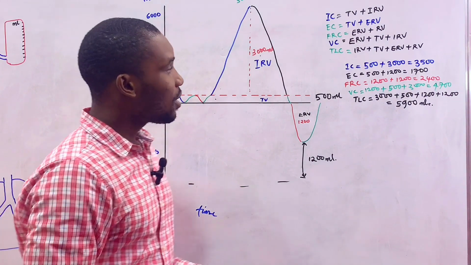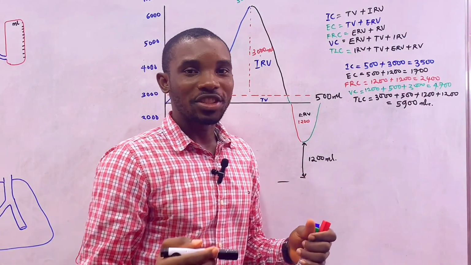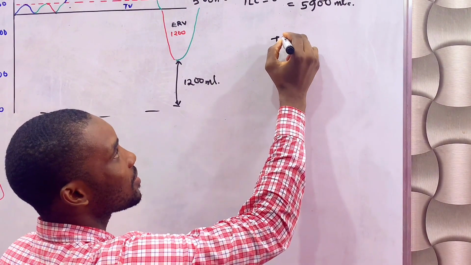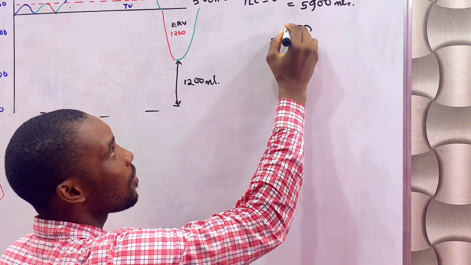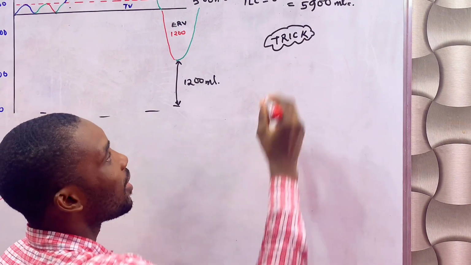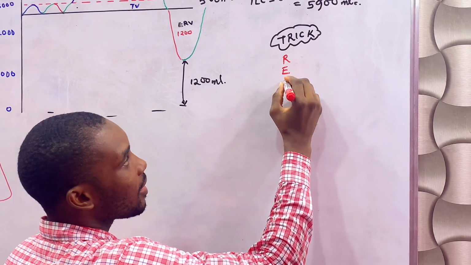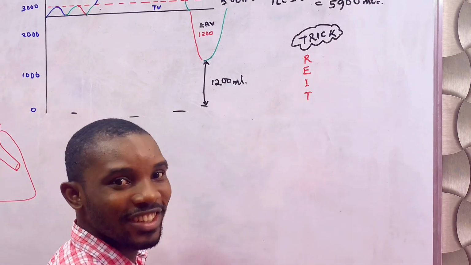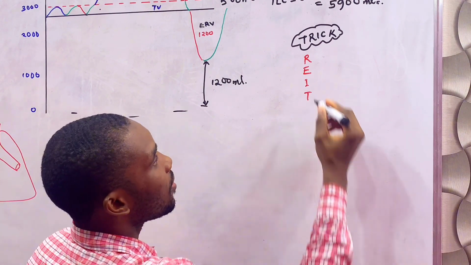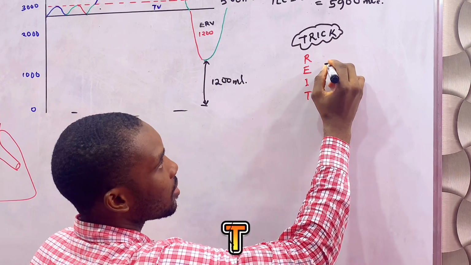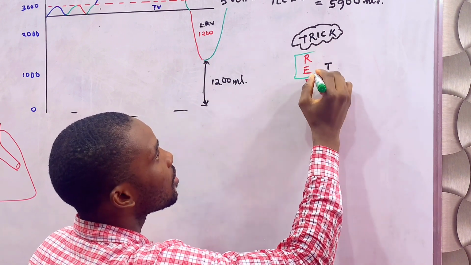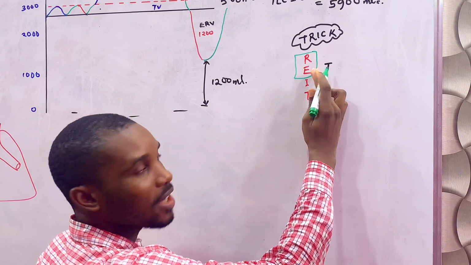Alright, now these are your various capacities. I told you I'll show you a trick which you can use to get all the volumes and capacities. A simple trick I want to show you, which you can use for each of the capacities, is REIT. Beside the E here, you put T again. So you take your R and E, that's your residual volume and expiratory reserve volume.